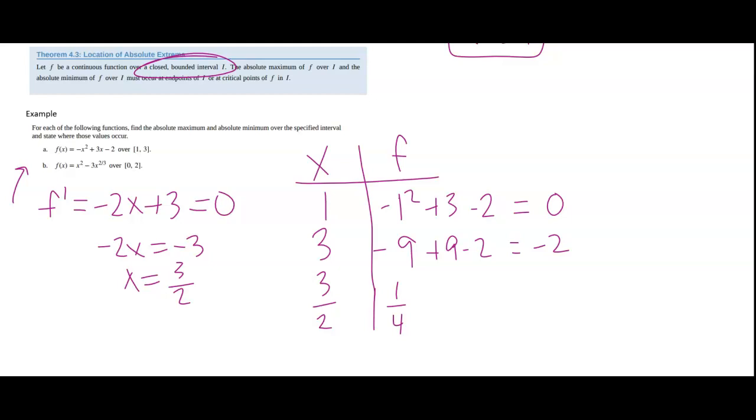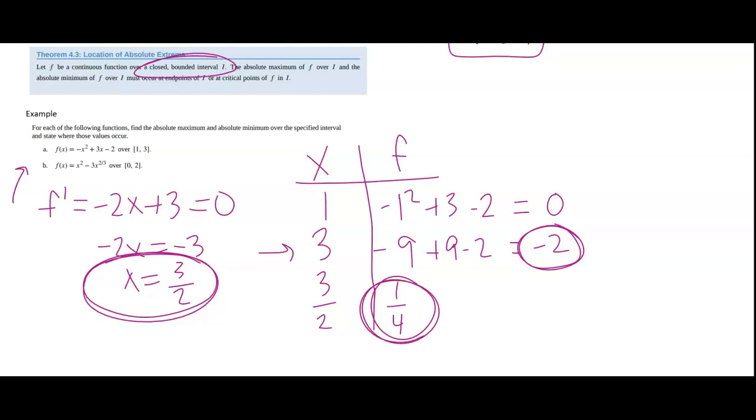So I can then see on this interval, because this is the only critical point that I have, f prime is 0, so that's the only potential maximum or minimum, it's the only candidate. I can then see on this interval what my absolute max and absolute min would be, because it's a closed interval and a continuous function. And so my lowest value is negative 2, it occurs at 3. And my highest value is 1/4, it occurs at that critical point.